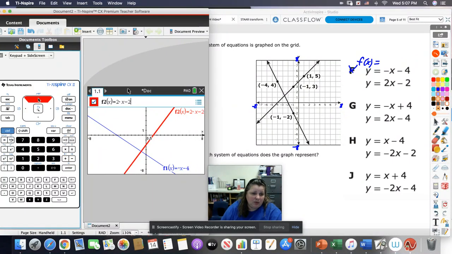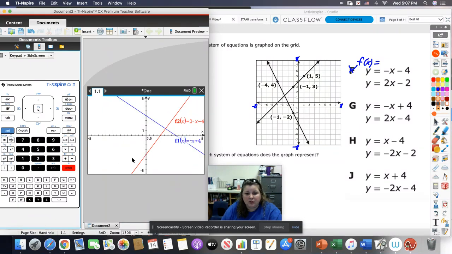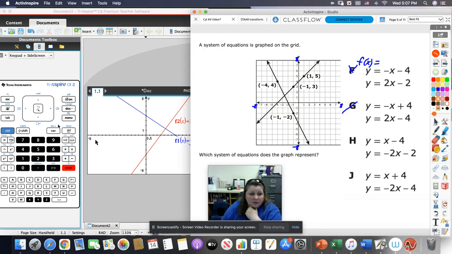Tab, up arrow key. I delete the first problem out, and I'm typing in the second, 2x minus 4. Then up arrow key, I go back to F1. I delete the first answer choice out and type the second, minus x plus 4 on this one. Enter. And no, this crosses in quadrant 1 instead of quadrant 2. All right, so then we go on to the next choice.